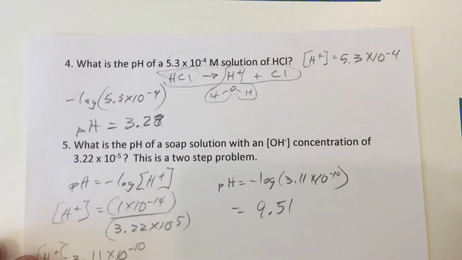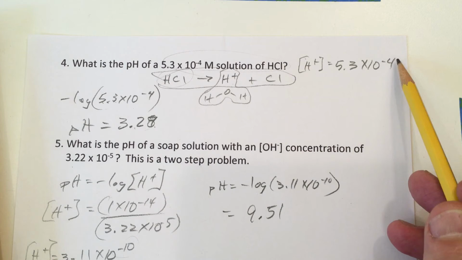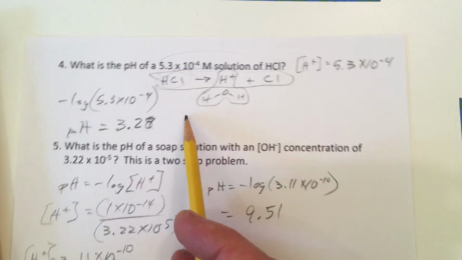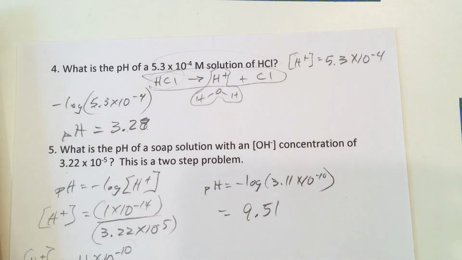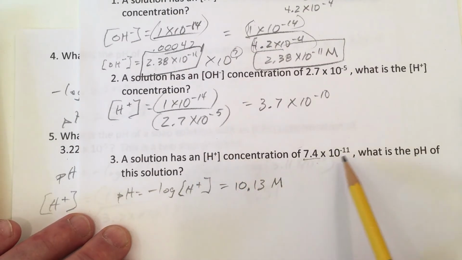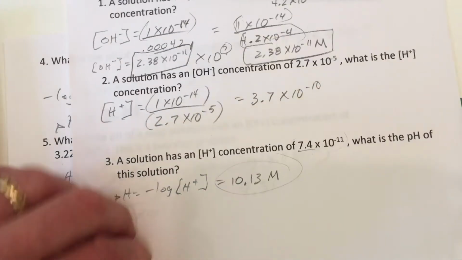Let's look back at some of these. Look here, 5.3 times 10 to the negative 4. Well, then the pH should be around 4. Oh, there you go, 3.28. Let's look at the previous problem. Right here, the H plus concentration times 10 to the negative 11. There you go. We have an answer near 11.